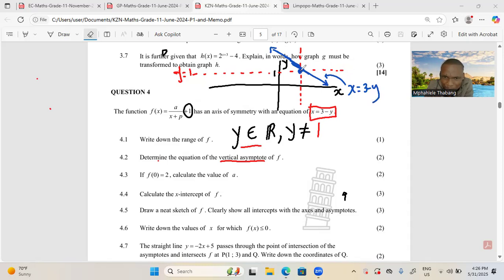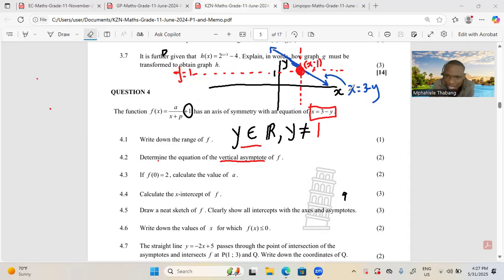Now, at this point of intersection, let me draw a circle on the point I'm talking about. At this point, the x coordinate is not known, but the y coordinate is 1. Remember, we've got this equation of y equals 1. So it means that we can find the x coordinate now, because this axis of symmetry passes at this point where x is not known, but y is 1.